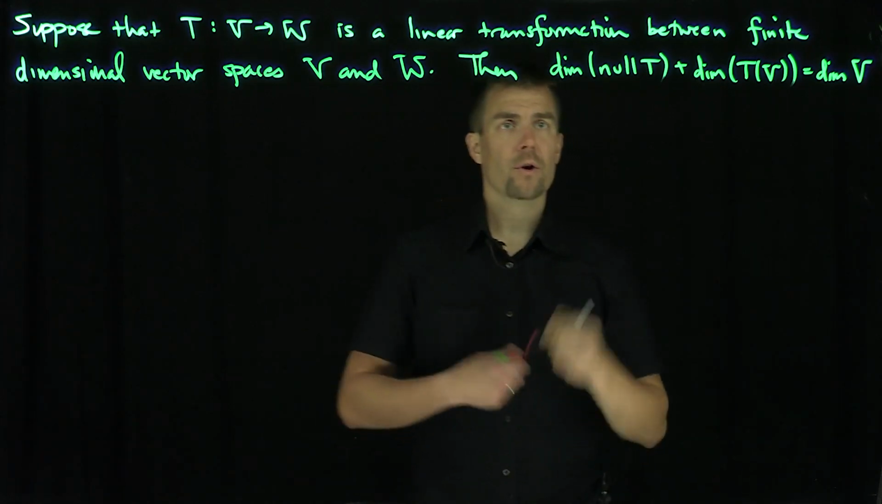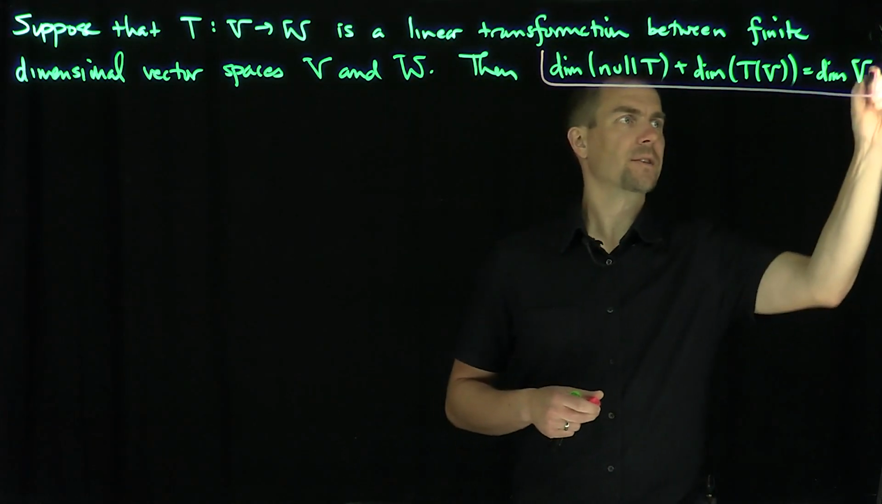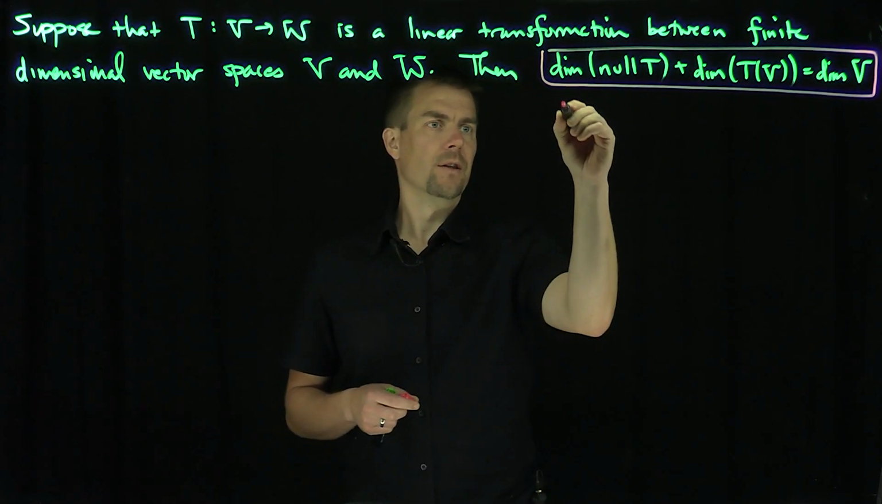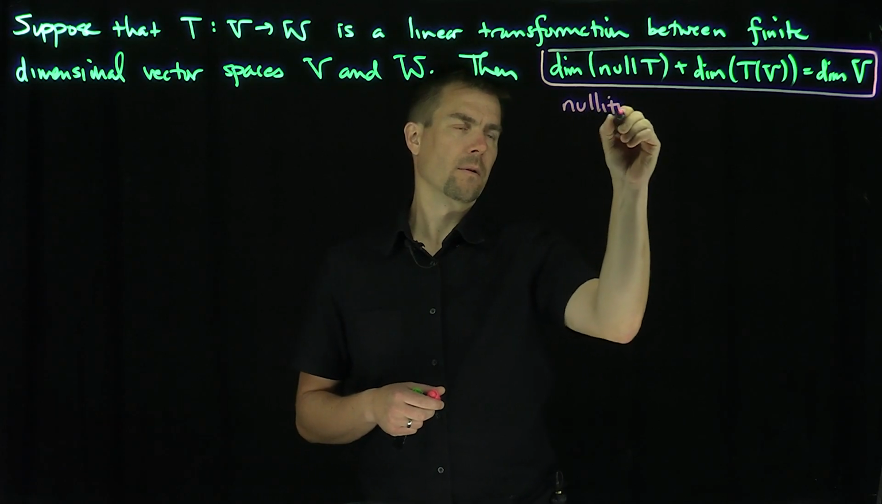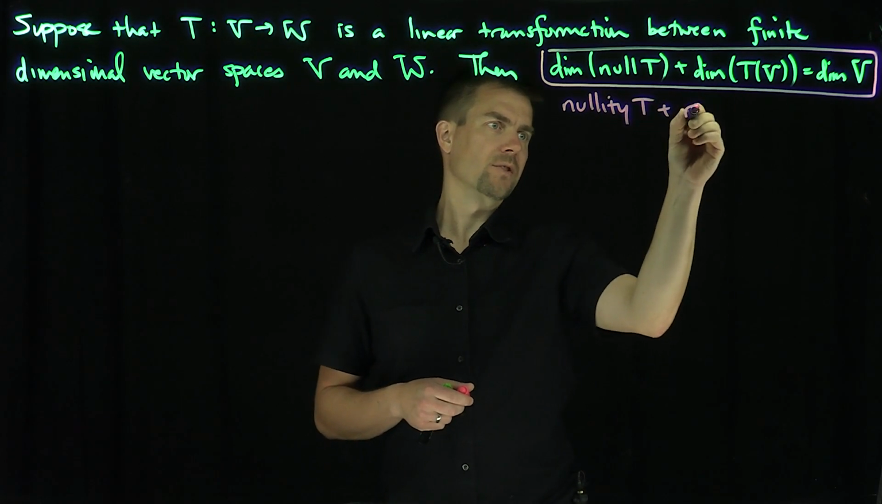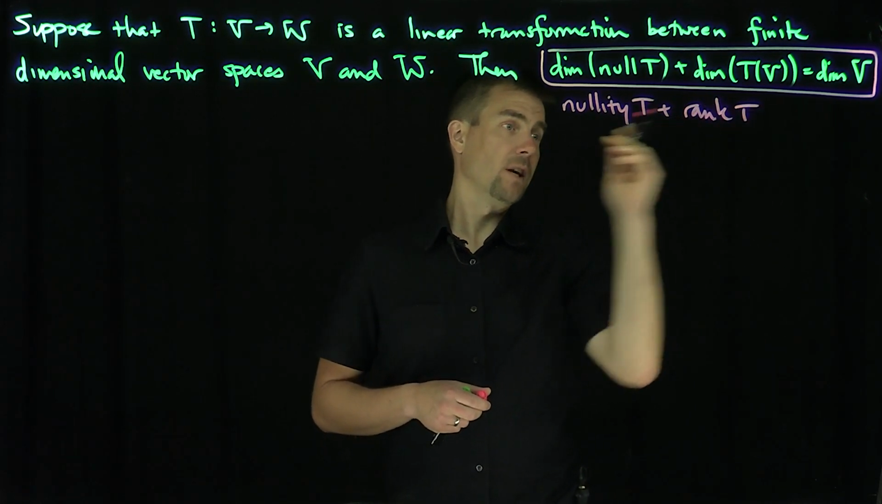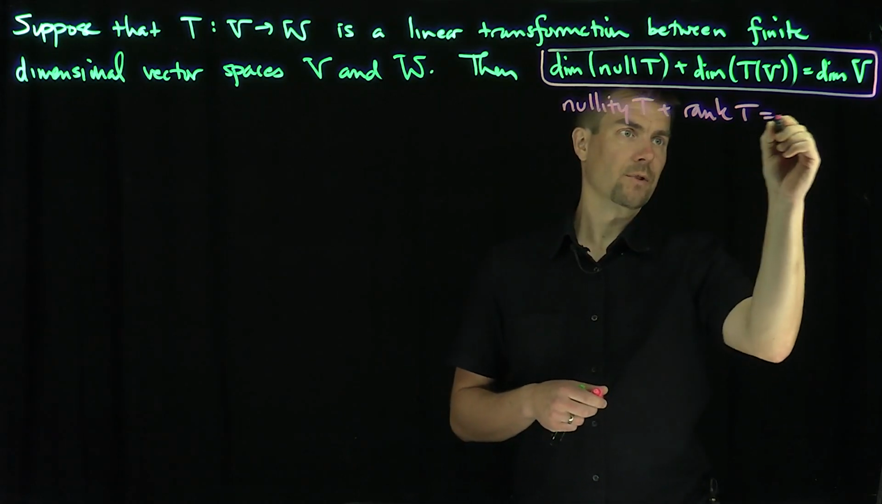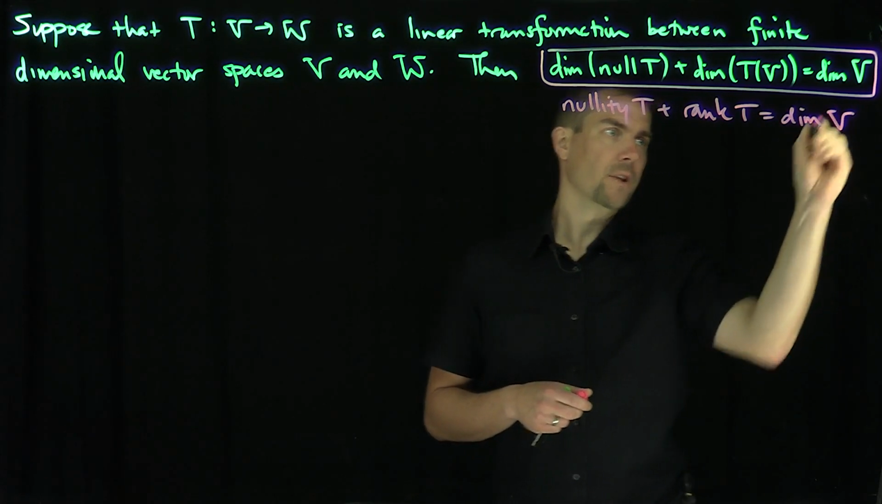Okay, and what you'll oftentimes see is this as the nullity of T plus the rank of T is equal to the dimension of V. So you'll see this written in multiple ways in different textbooks.